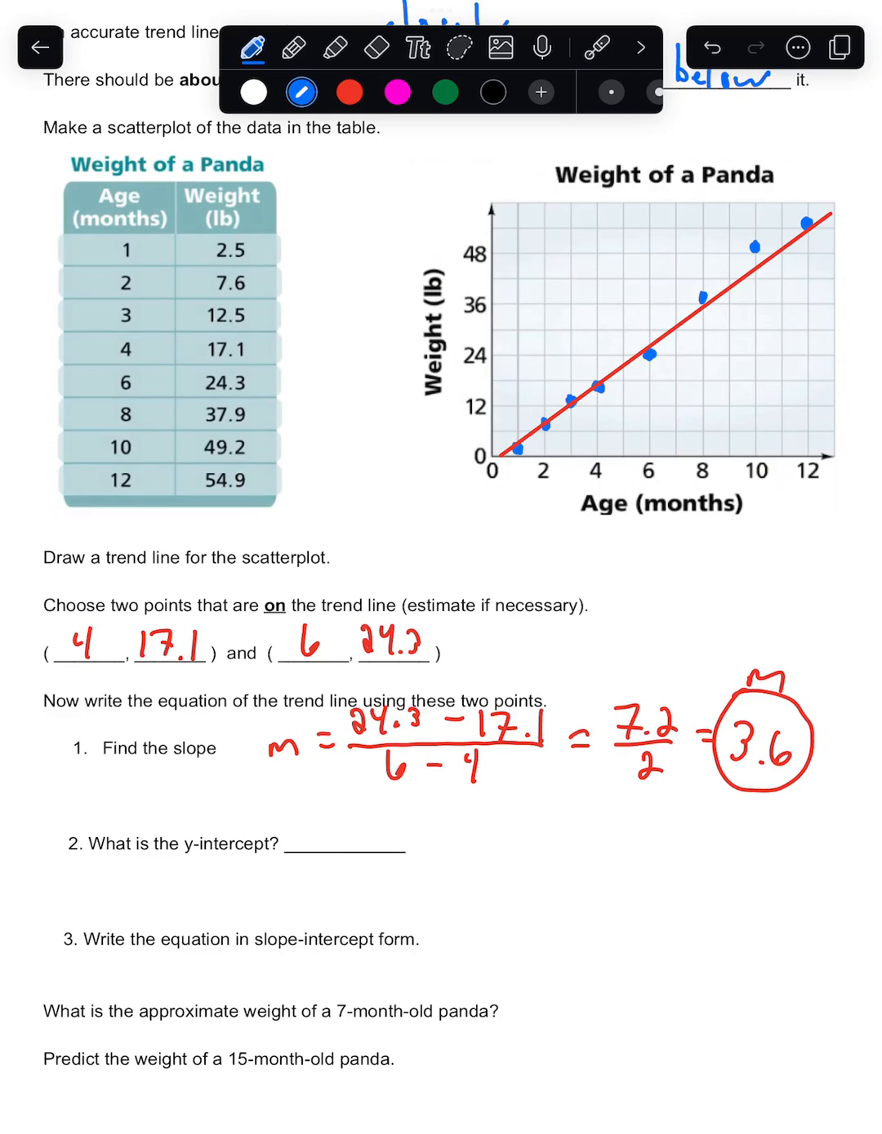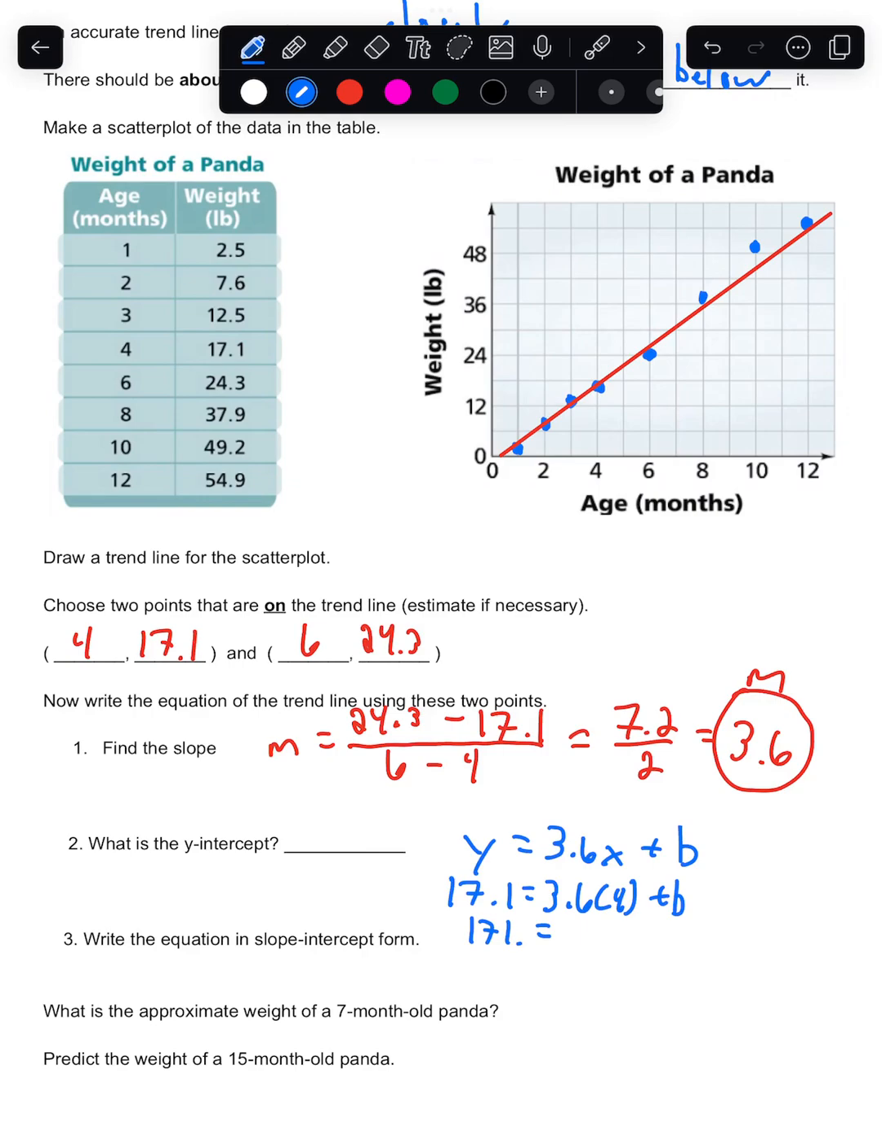So I'm going to use the first point, because really what I have so far is this. I don't know what b is, so that's my goal. I'm going to use this first point, the 4 and the 17.1, and substitute for y and x, and then just solve it for b. So this is 17.1 equals 3.6 times 4 plus b.